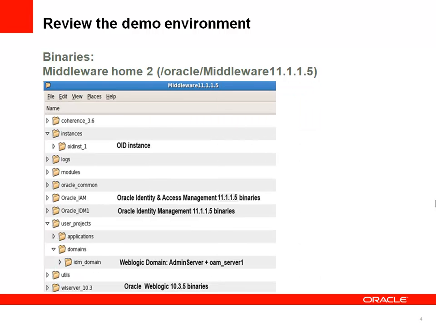And the second middleware home contains the WebLogic binaries plus the binaries for the identity management, which had been used to create the Oracle Internet Directory instance, and the binaries of the identity and access management that I've also used to create the WebLogic domain with the admin server and the specific OAM_server1 hosting the Oracle Access Manager.